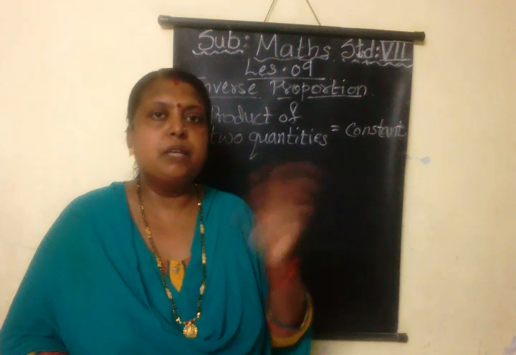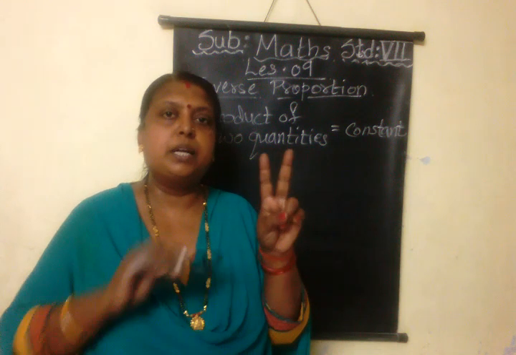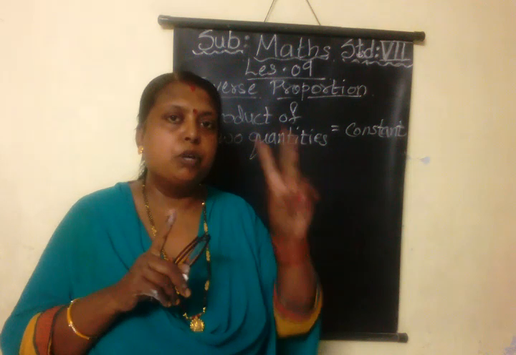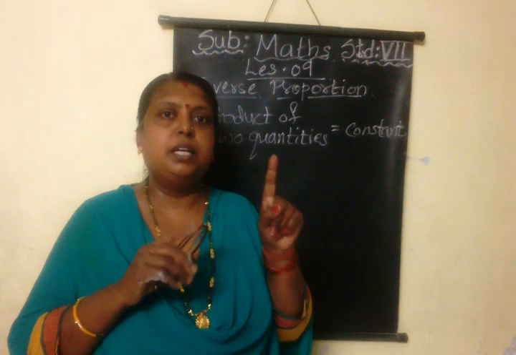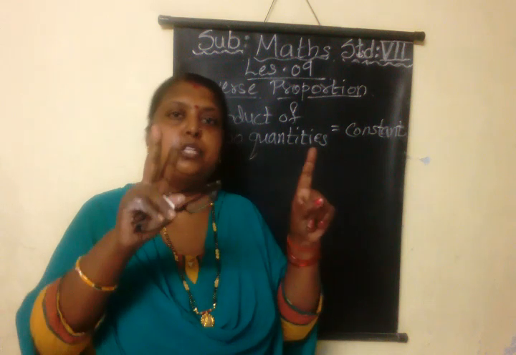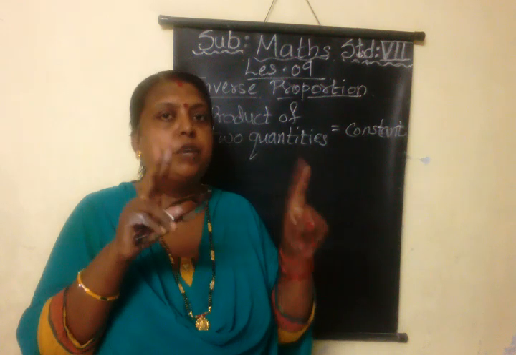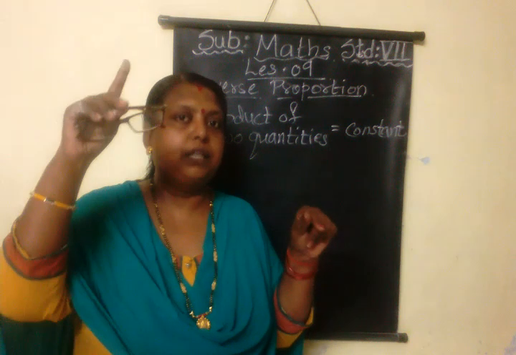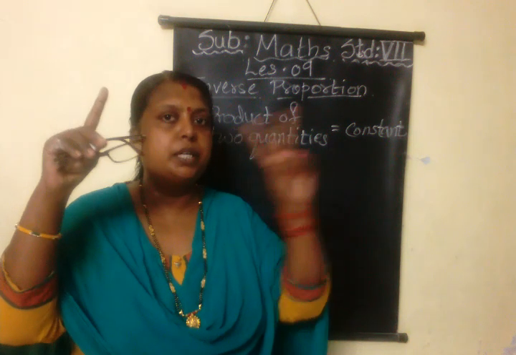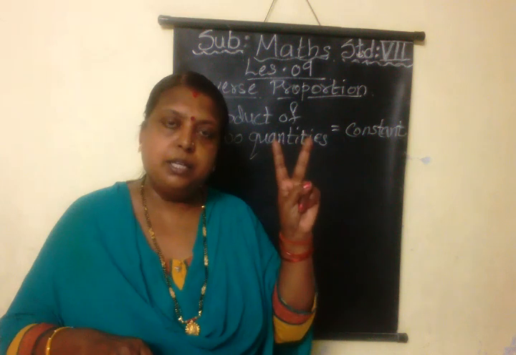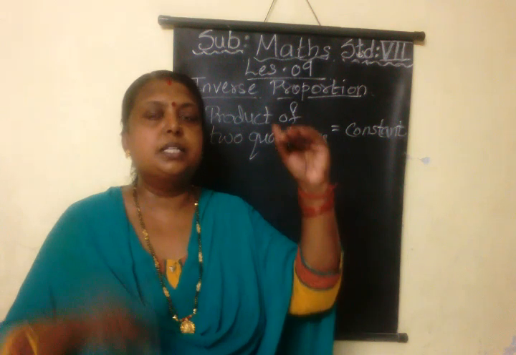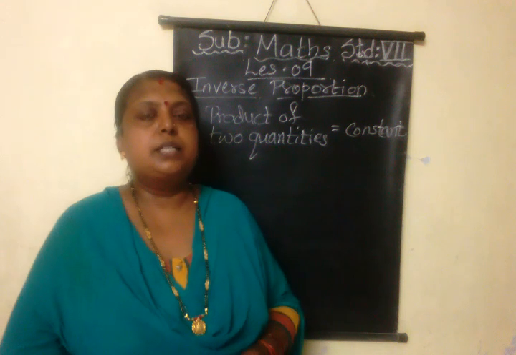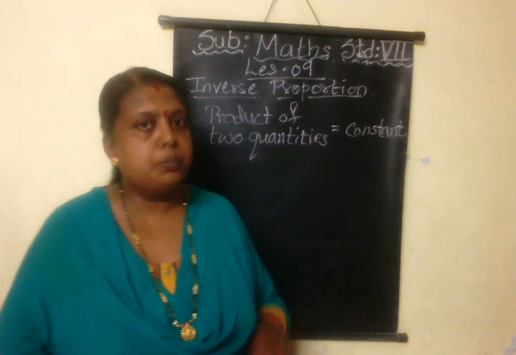So what happens here, when two workers are working, they are completing the work in one day. But if I reduce number of workers, if only one worker is working, then he takes 2 days to complete the work. So here what happens, number of workers decreased, number of days increased, right? Number of workers increased, number of days decreases. So here one quantity increases, the other one decreases. So such examples are said to be inverse proportion.